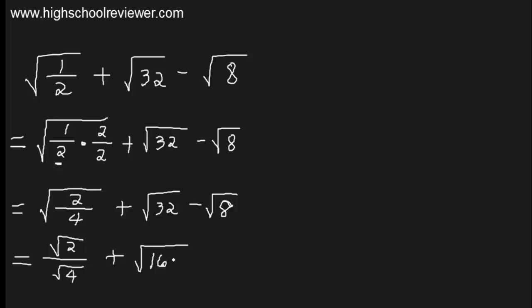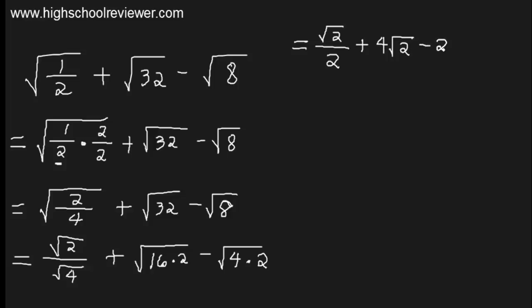So this will be 16 times 2 minus, again factor out 8 by 2. So 8 divided by 2, this will give us 4 times 2. Okay, so square root of 2, we cannot factor this out, so this will be square root of 2. Square root of 4 is 2 plus square root of 16, that is 4, and 4 multiplied by 2 minus square root of 4 is 2 times square root of 2.